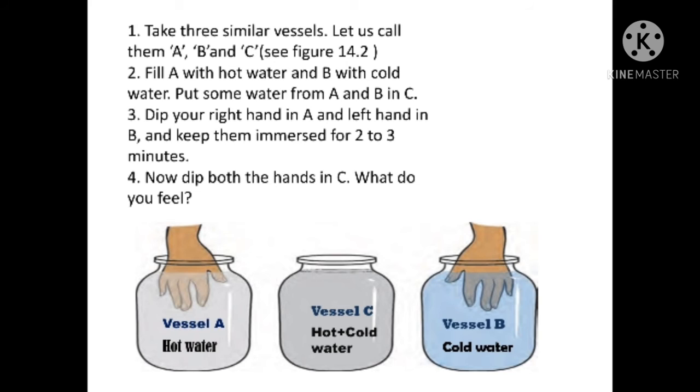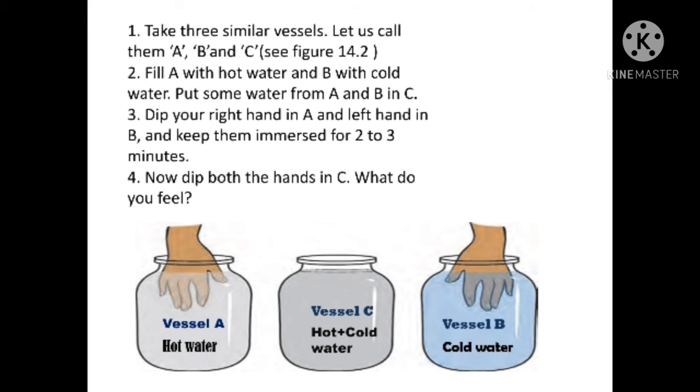And now we have to fill vessel C with some water from vessel A, which is hot, and some water from vessel B, which is cold. So students, vessel A was hot water, vessel B was cold water. Now vessel C will have normal water because it is the mixture of hot and cold water. Okay? Are you able to understand it?